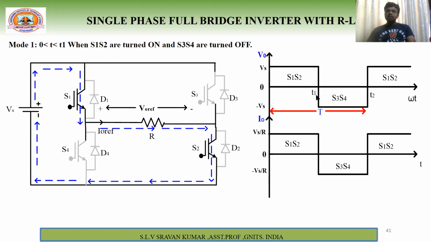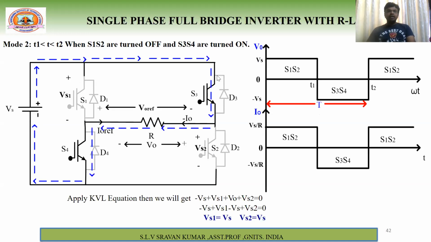Now at t equal to T1, I will switch off the gate pulses to S1 and S2, and immediately I will give the gate pulses to S3 and S4. So for that interval, from T1 to T2, I am giving the triggering pulses to S3 and S4, and S1 and S2 are turned off.